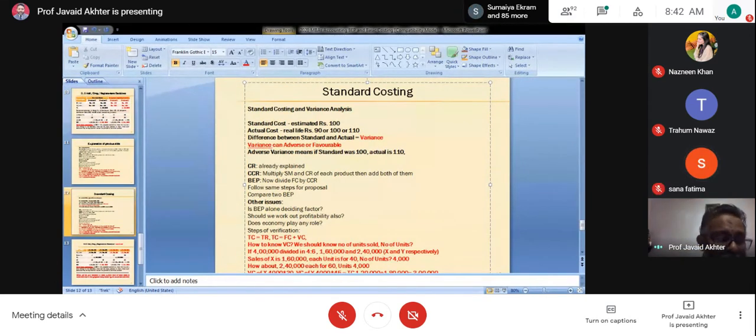Similarly, you thought that you will be spending 100 rupees, but you are spending 110. So in a sense, this is your notional loss. We will talk about its debit and credit later. Let me once again come back to you and continue here.